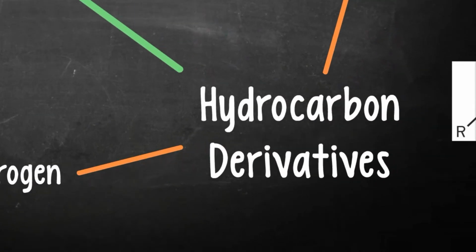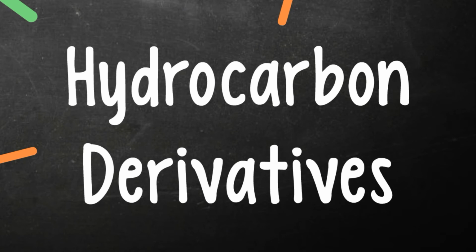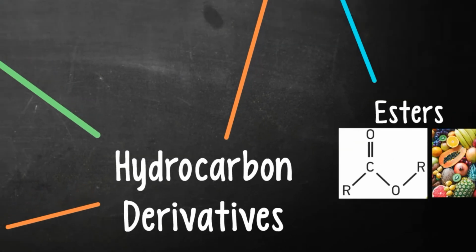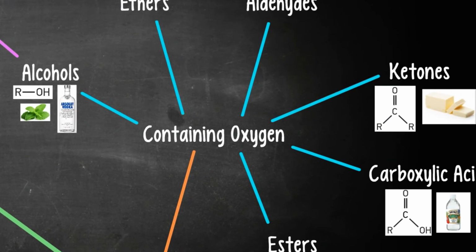Now we're going to go over to the hydrocarbon derivatives. There are 2 major classes of hydrocarbon derivatives: those that contain oxygen and those that contain nitrogen. So we'll start with the ones that contain oxygen. We have alcohols, ethers, aldehydes, ketones, carboxylic acids, and esters. So we'll go through each one individually.